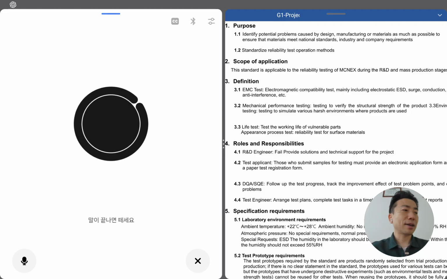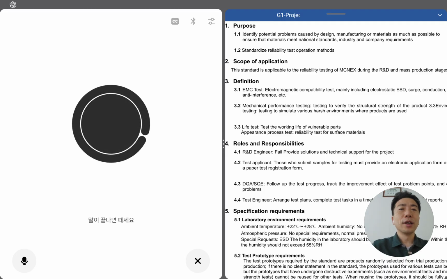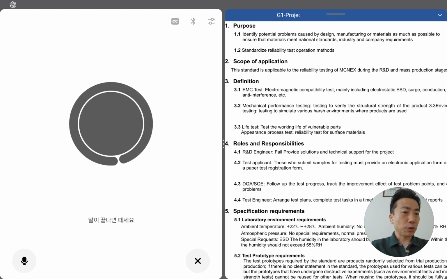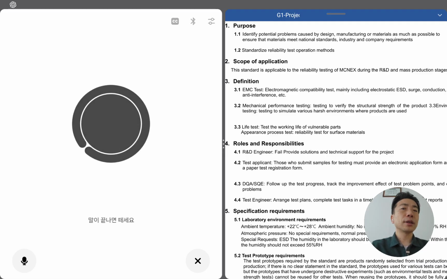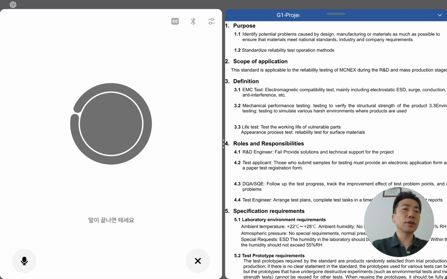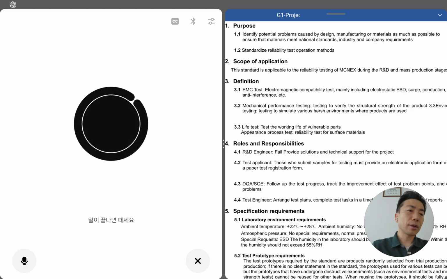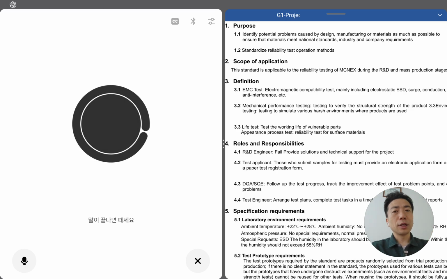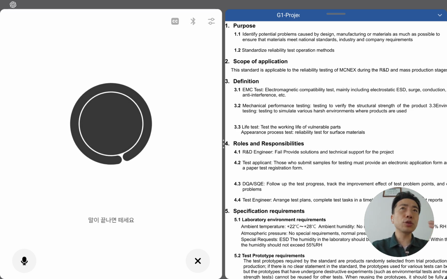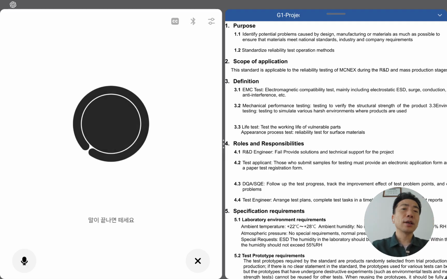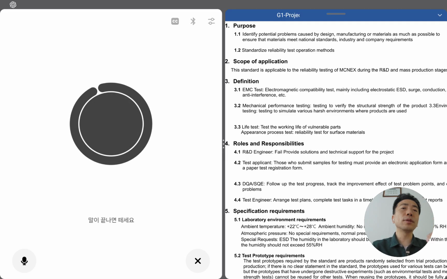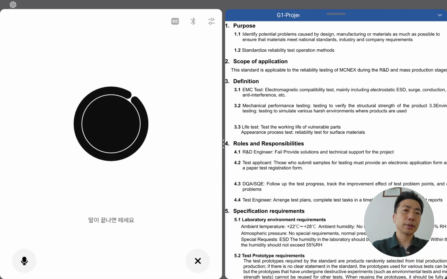Okay, I got it. Okay, let's move on to the next one. Can you please read the number two, scope of application, to me to improve my listening skills? Could you speak out loudly the number two step, scope of application?